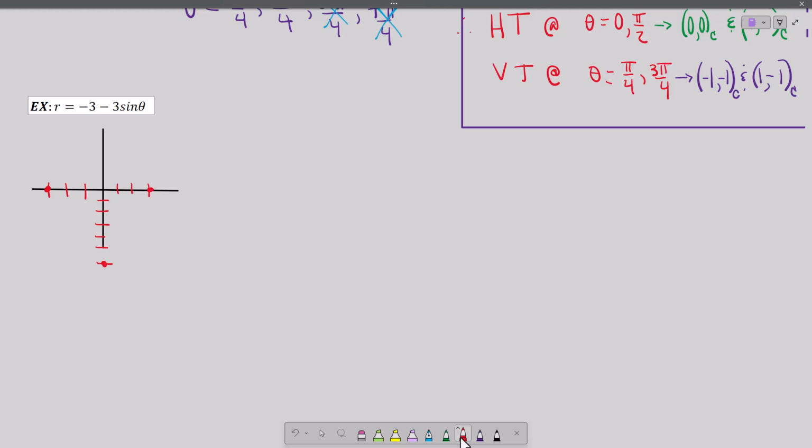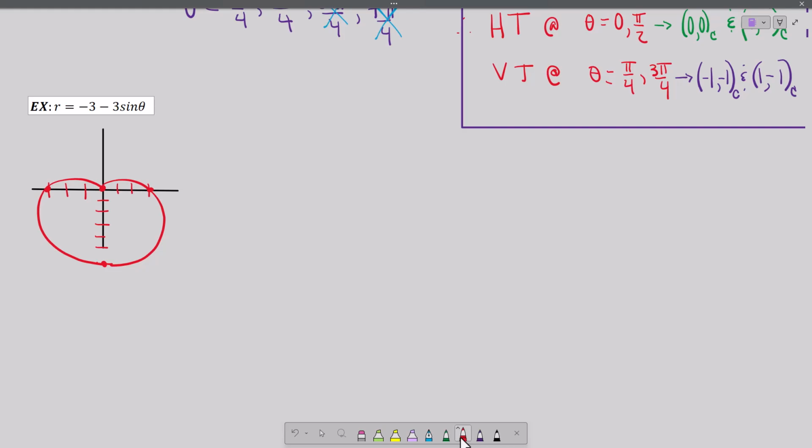We already know where the last point's going to be, but let's finish it off. Sine of 3 pi over 2 is negative 1. So we end up with 3 minus 3, which is 0. Puts it right there. So our cardioid is going to look roughly like that.